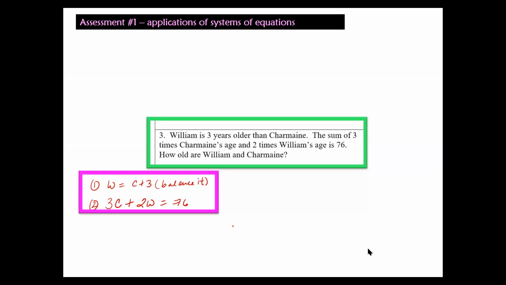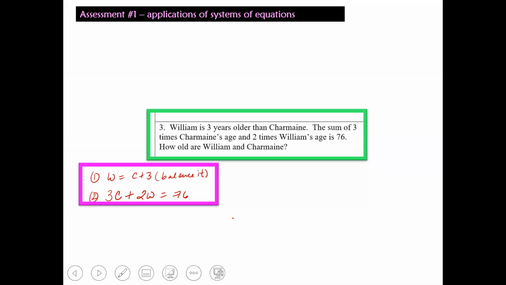Okay, so it's given to you that William is going to be 3 years older than Charmaine. So that's going to be W is equal to Charmaine plus 3, just to balance the equation. The sum of 3 times Charmaine's age and 2 times William's age, so 2W, is 76. So those are your two equations, okay?